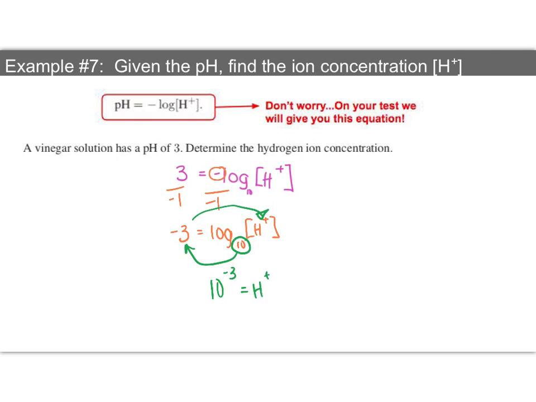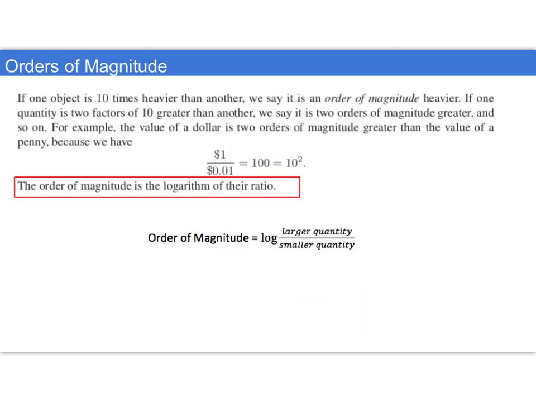And so 10 to the -3 is going to be 1 over 10 to the 3rd, which is going to be 1 over 1,000. So our hydrogen ion concentration of vinegar would be 1 over 1,000. Okay, let's do an example.